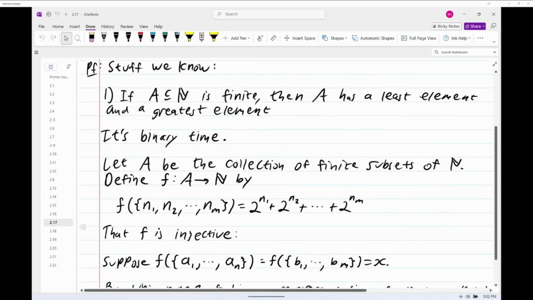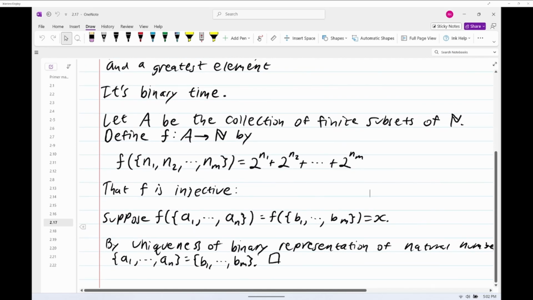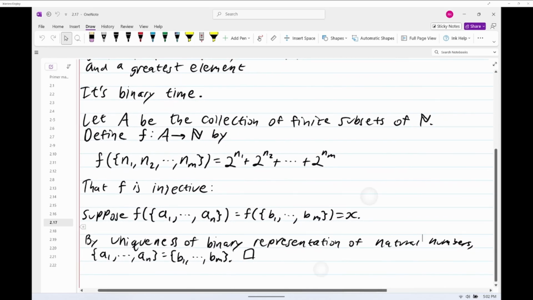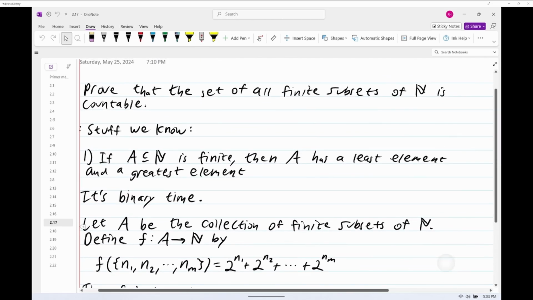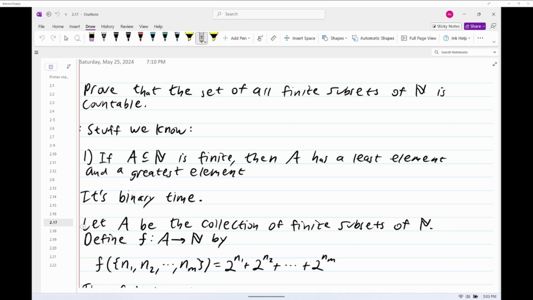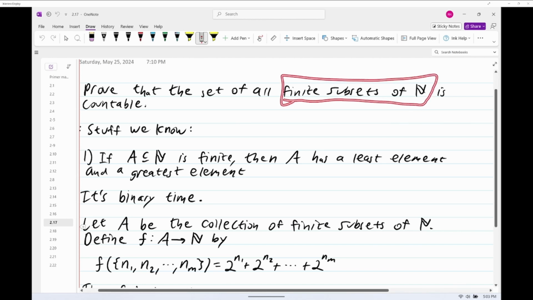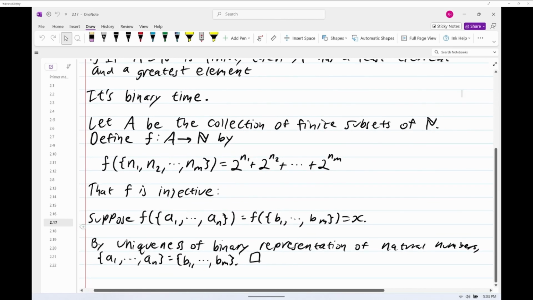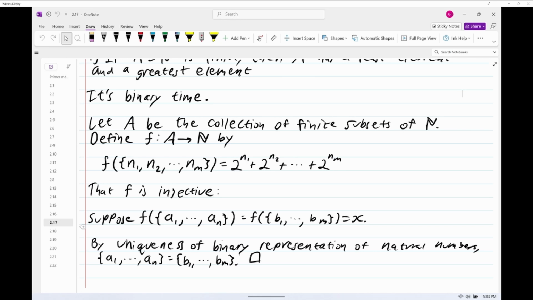We need that f is injective. So we suppose that two outputs agree. By the uniqueness of binary representation of natural numbers, which is a theorem, those two elements are going to agree. And then end of proof. Because it says countable, not countably infinite, all that requires is that we can inject this into n. We don't need a bijection just to prove something is countable, just an injection. If it said countably infinite, then we would need this to also be a surjection.